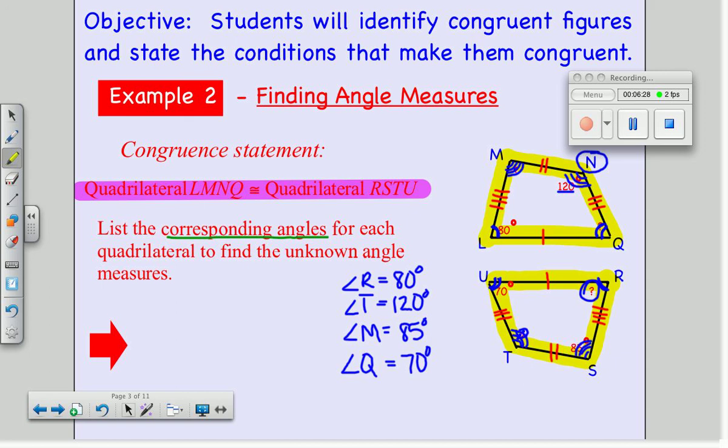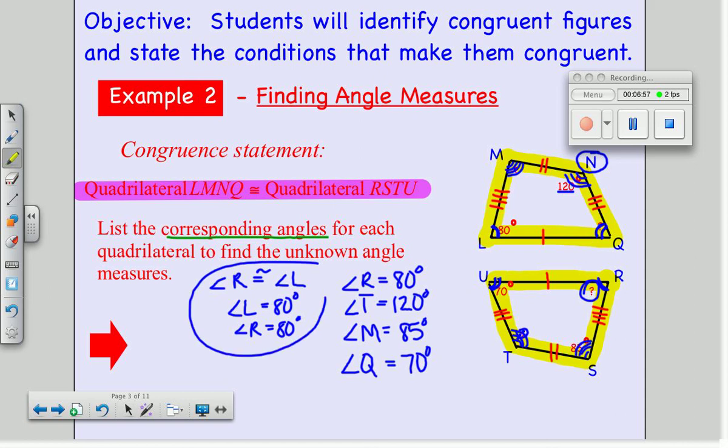So if they're congruent, that means they're the same size. So if angle R is congruent, same size as angle L, and I'm telling you angle L is 80 degrees, well, they're the same size, so that means angle R is also 80 degrees. They're both 80 degrees. Okay. So this is basically what I did here. When I drew all these lines and angles to find out which ones belong together or were corresponding, that helped me find my missing angle measures. Okay?